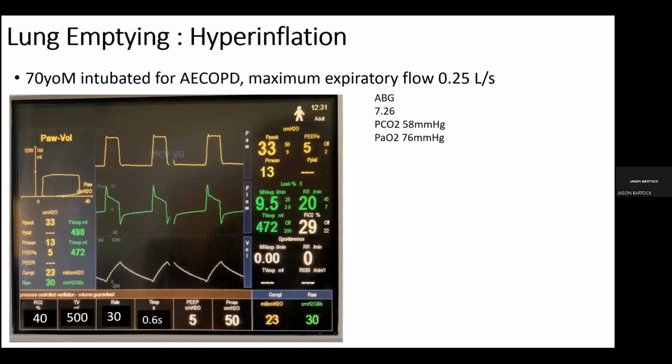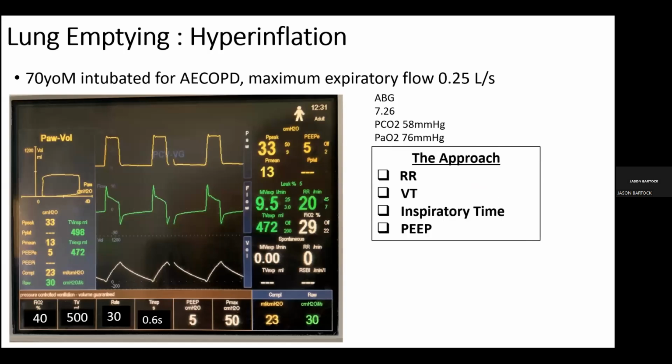This is another good example of that. You can see here, you really want to try to limit this auto PEEP, right, or breath stacking, and allow your patient to exhale fully. It's not always easy to appreciate this at the bedside.